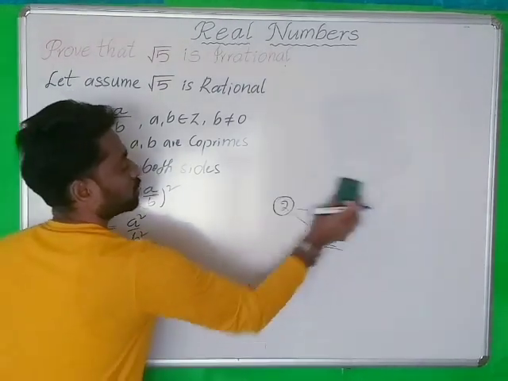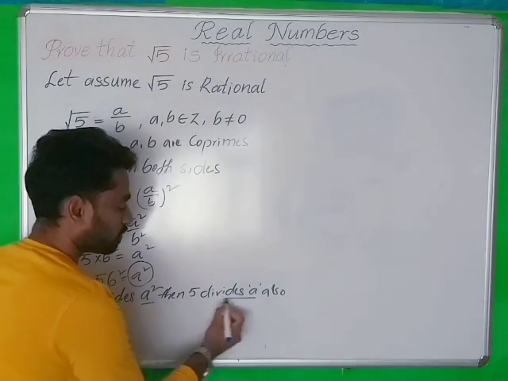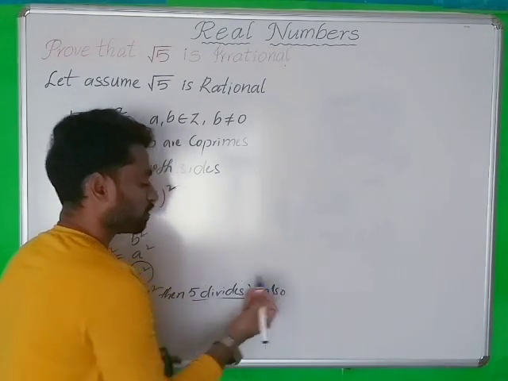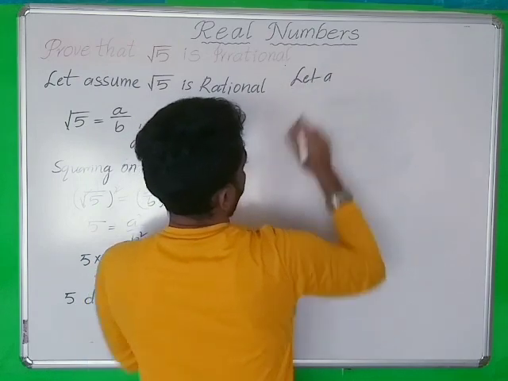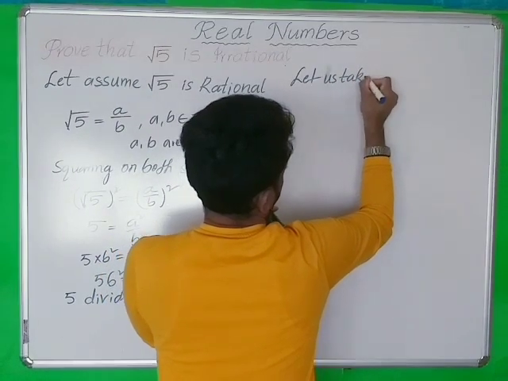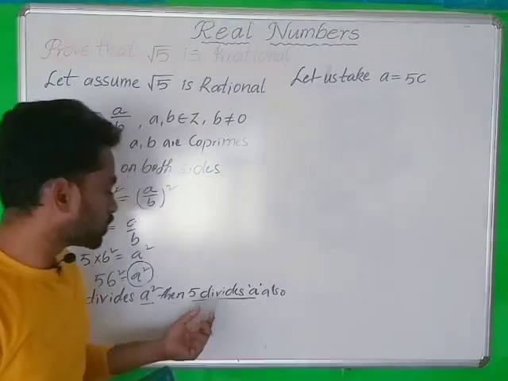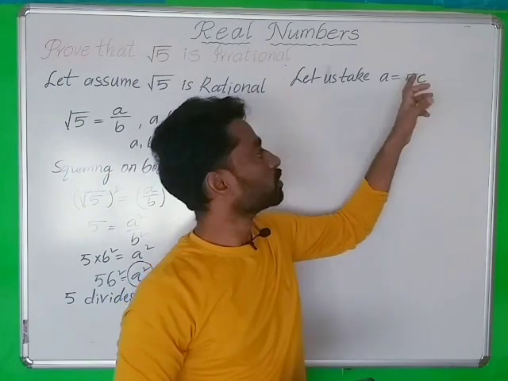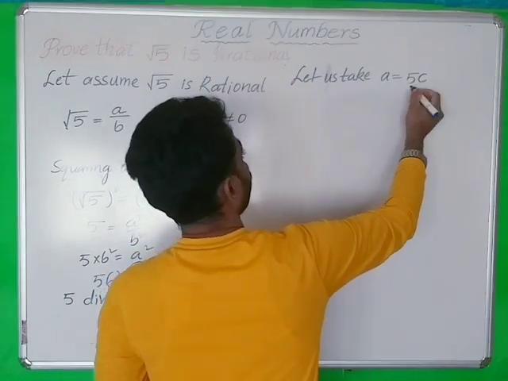So now here a is divisible by 5. 5 divides a means a is divisible by 5, so a is a multiple of 5. So we can write, let us take a equals 5c. Why are we taking 5c? Because a is divisible by 5, that's why it should be in the form of 5c. Here c may be any natural number or negative number.